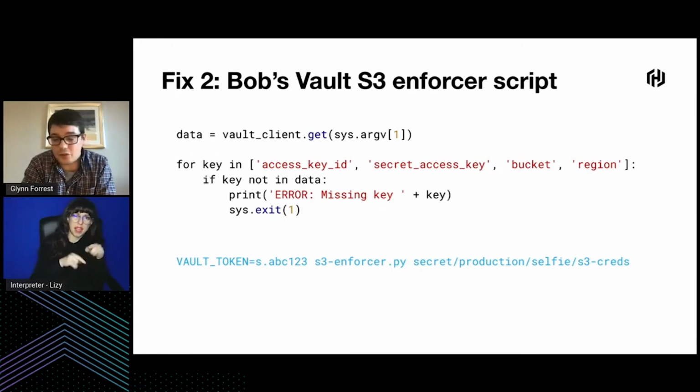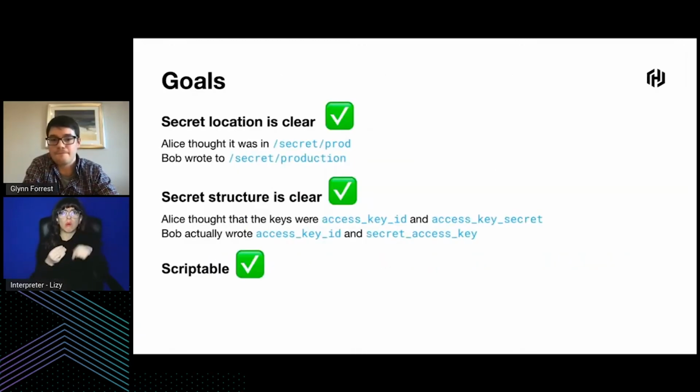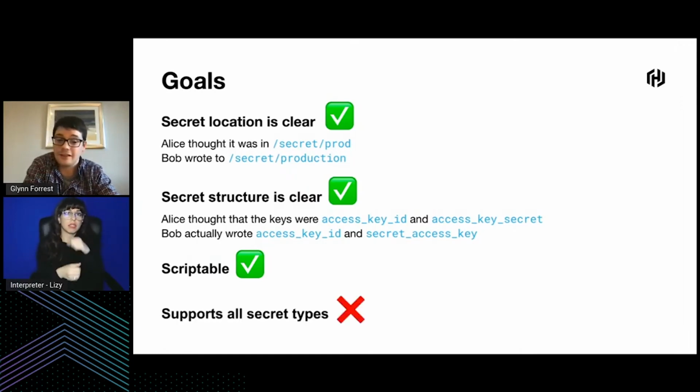This is some pseudo Python code. It would just loop through the different keys that are expected to be there and throw an error if they don't exist. Now this is great, works well for Bob. Alice, however, doesn't really get a chance to see this. She doesn't really know about the secret structure still. So yes, it is scriptable, but it's not the best. And of course, it only supports one type of secret, our Amazon S3 credentials.